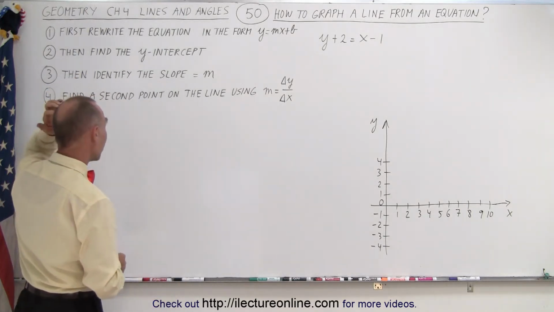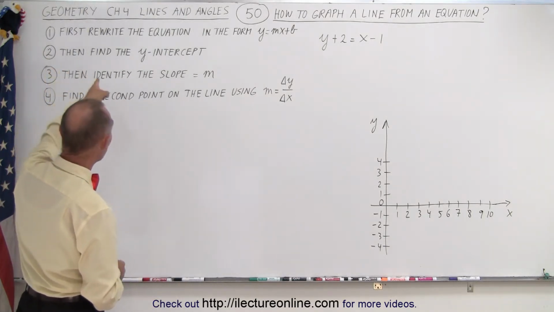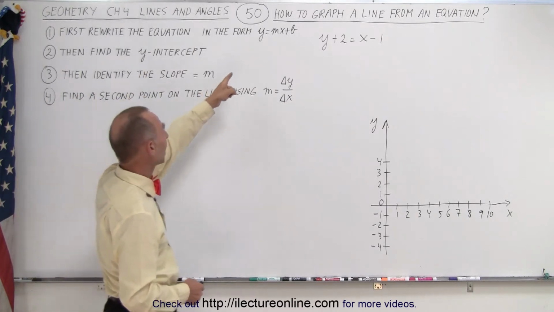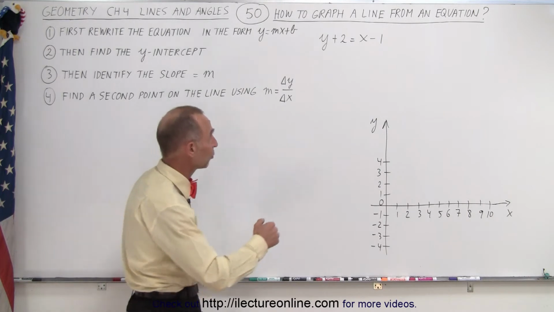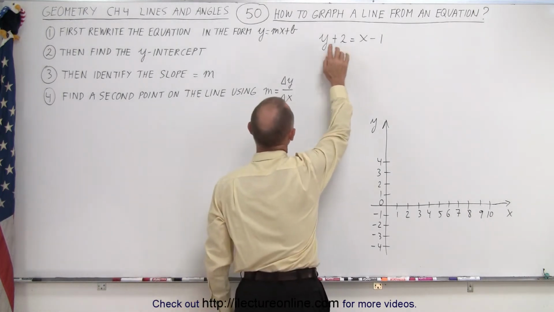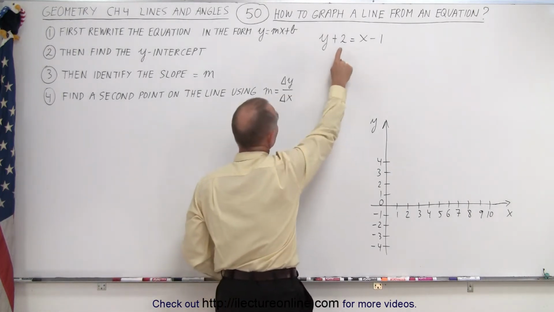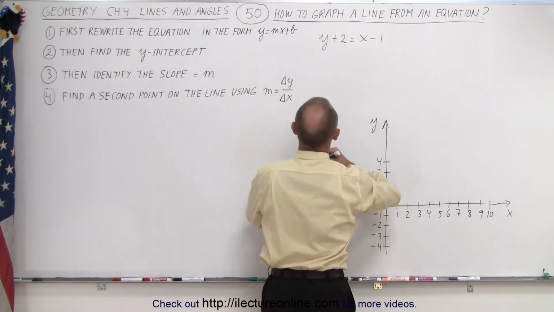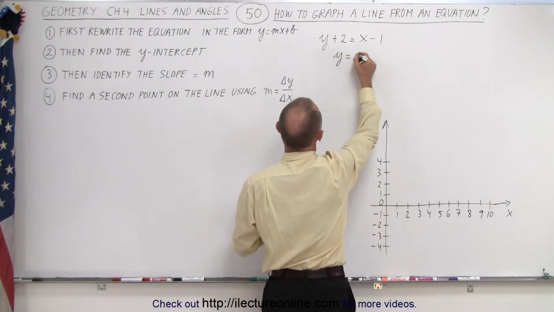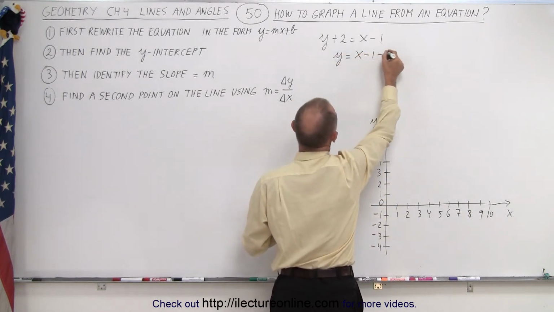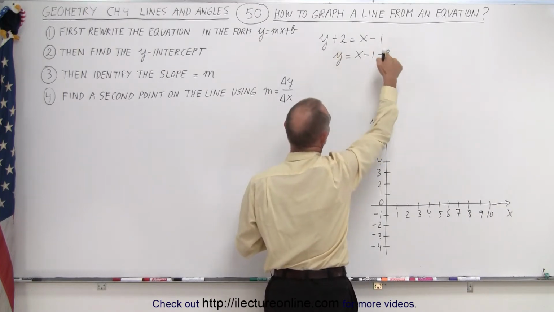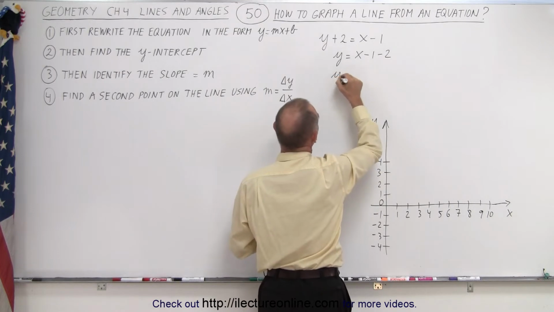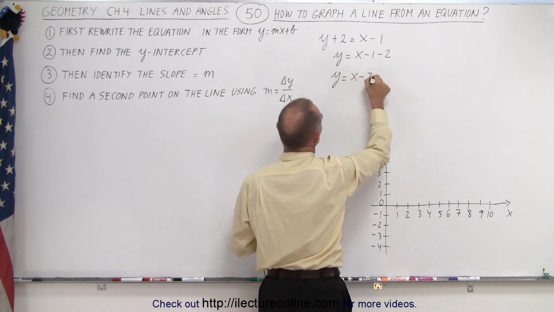Here's some of the steps written out. It says first, rewrite the equation in the form y equals mx plus b. If it's not already in that form, and this one is not in that form, we must then convert it to that form. So we need to move the 2 to the other side, and so we end up with y is equal to x minus 1 minus 2. So when I subtract 2 from both sides, I end up with a 0 here and a negative 2 there. And then we get y is equal to x minus 3.